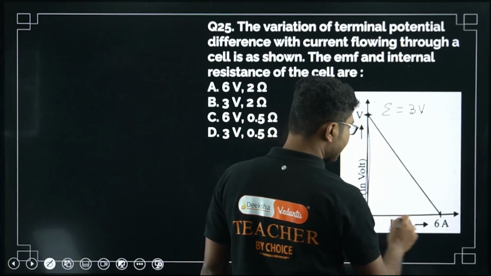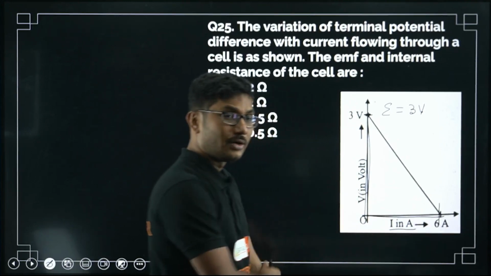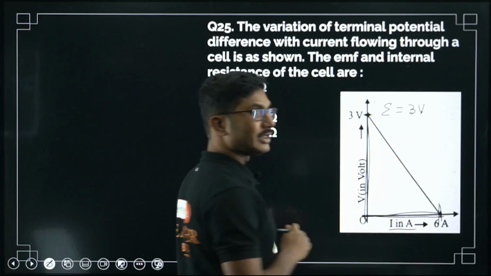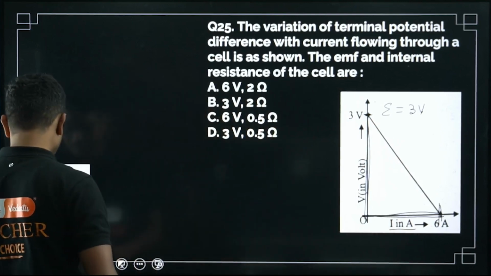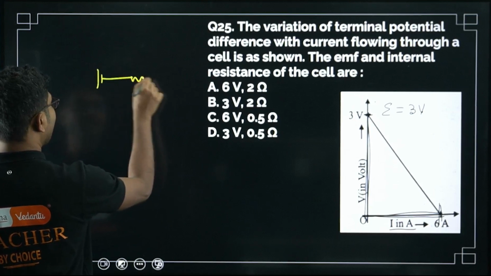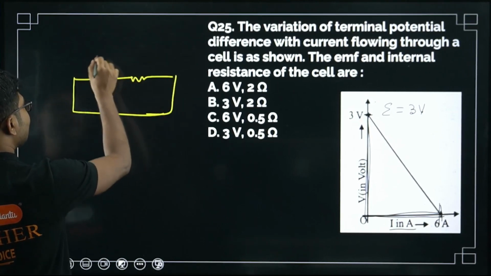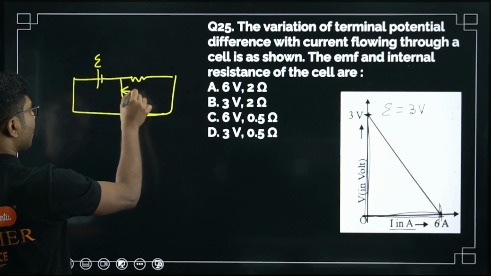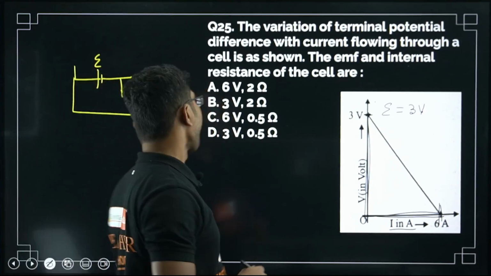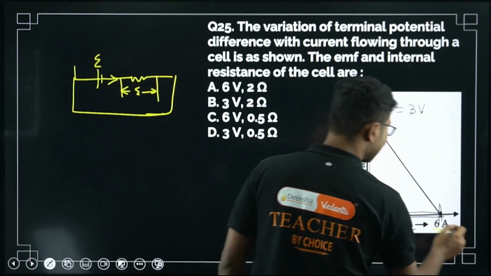Now when is the cell potential 0? On the x-axis, y is 0. So here when the current is maximum, the cell potential is 0. That means you have taken the cell and you have shorted it directly. So whatever voltage is here, the same voltage is dropped across this resistor so that the terminal voltage is 0. So what is the current in this case? Current in this case is 6 ampere.